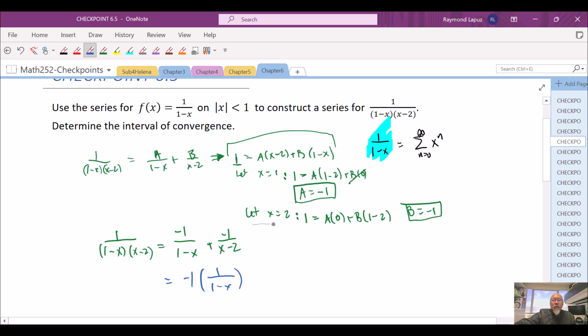Now on the side here, let's figure out how to rewrite negative 1 over x minus 2. Let's put the negative up here. If we take this negative and multiply it down in the bottom and make that positive 1, this can change to 2 minus x. We can switch the order. And then we did this trick before in another checkpoint, where we multiply this by 1/2 and then multiply the denominator by 1/2.